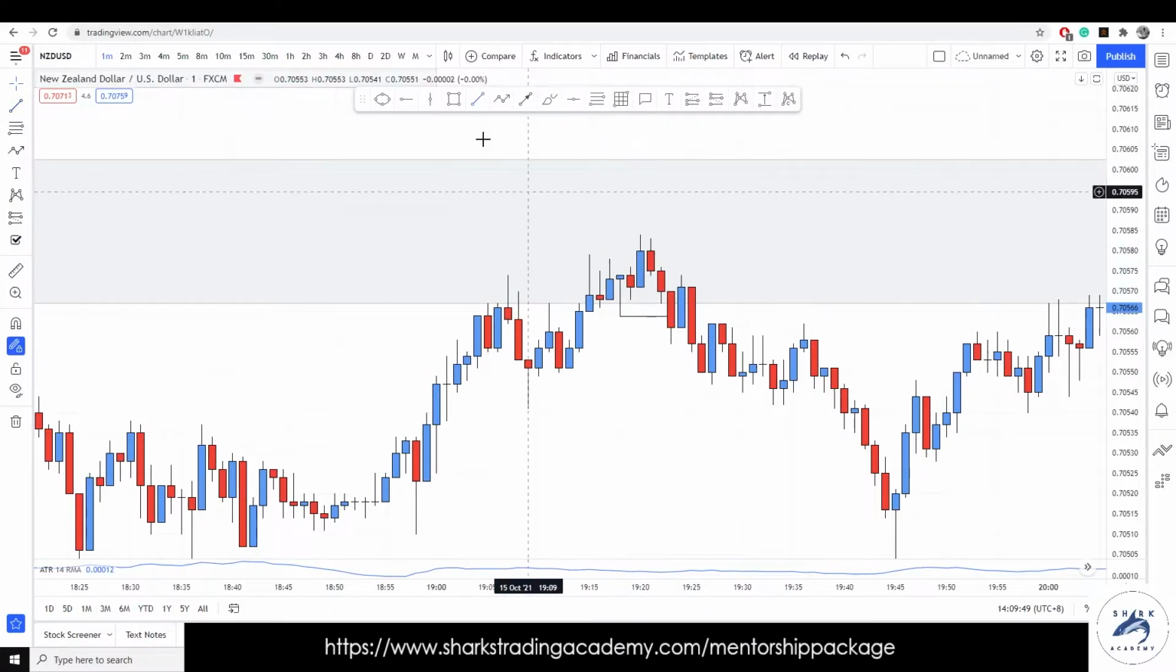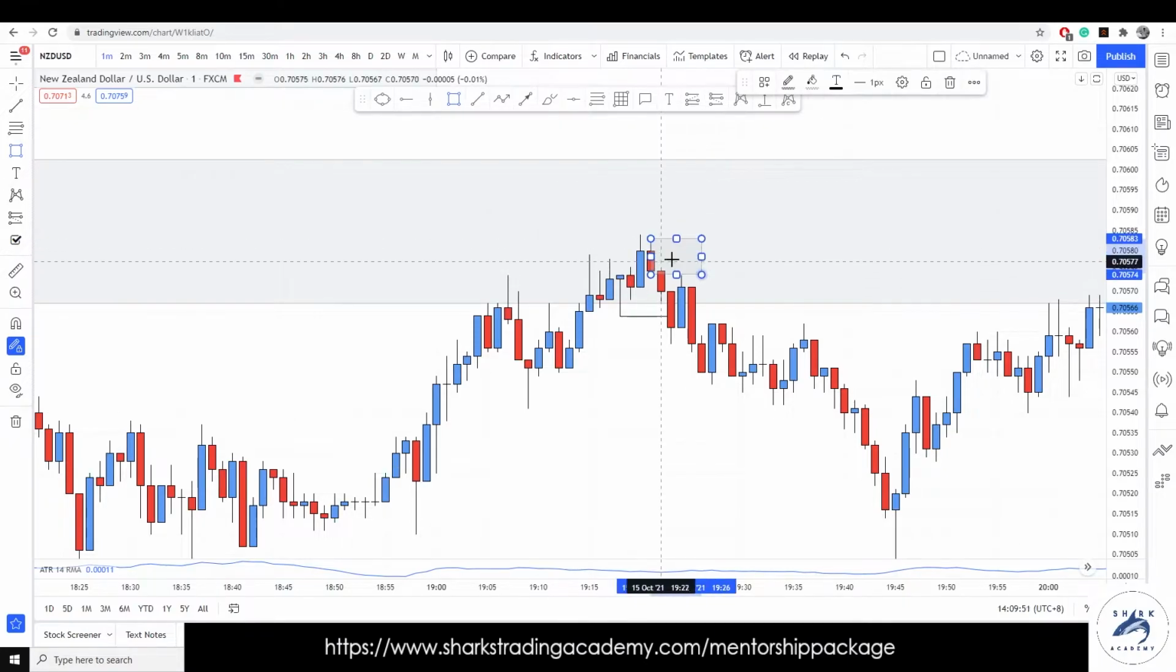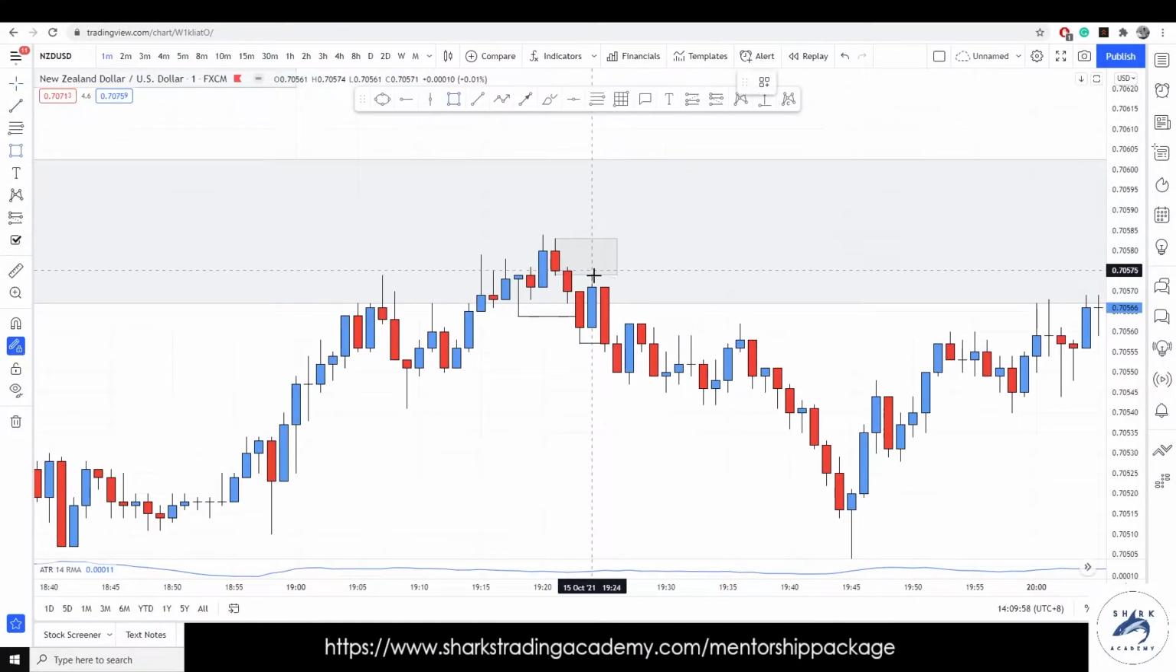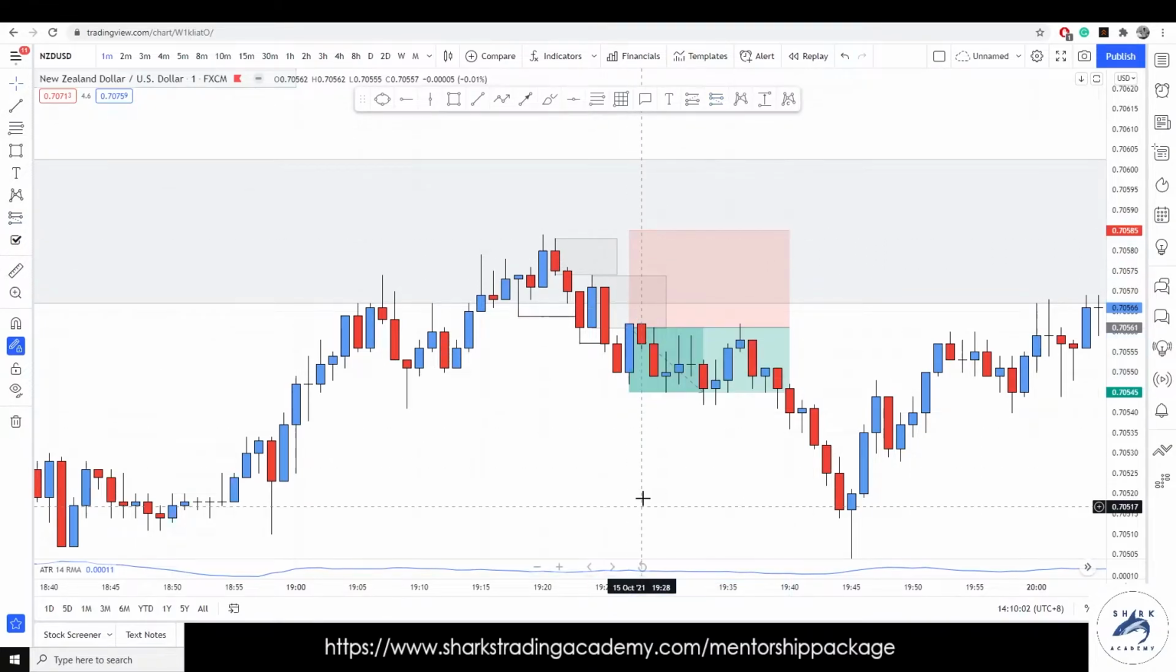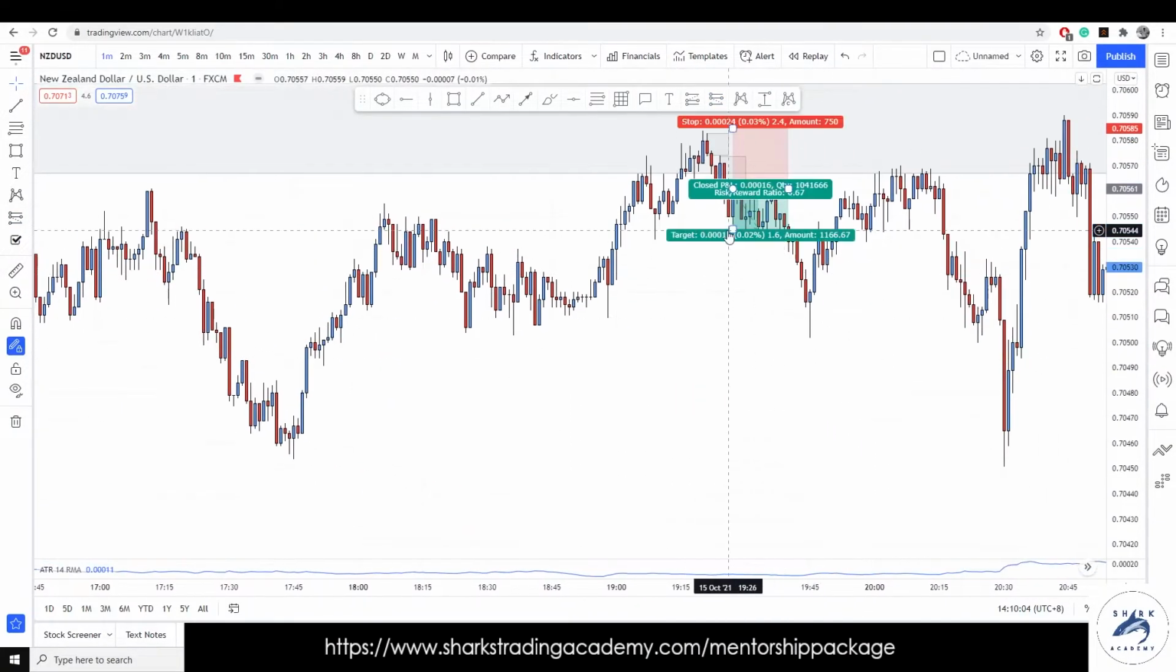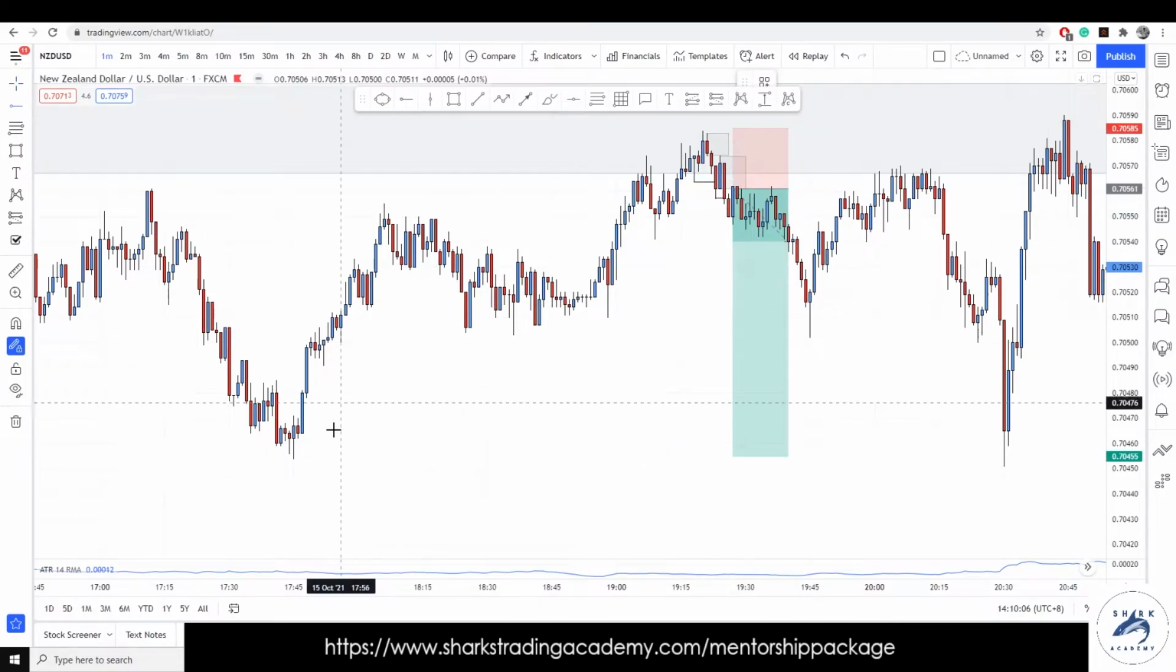Now it broke structure leaving behind supply by means of the inside bar. Taps in. Respected again, right? Break structure leaving behind what? A buy to sell. And this is where we got involved. Stop loss above this level. Target for liquidity lows here.